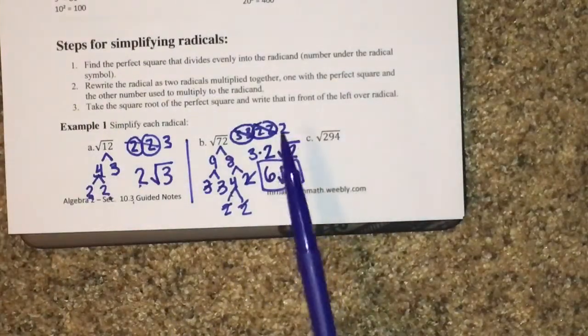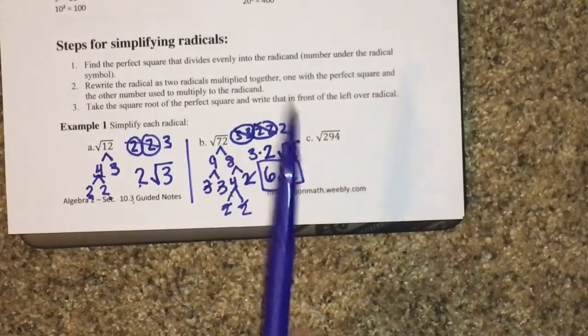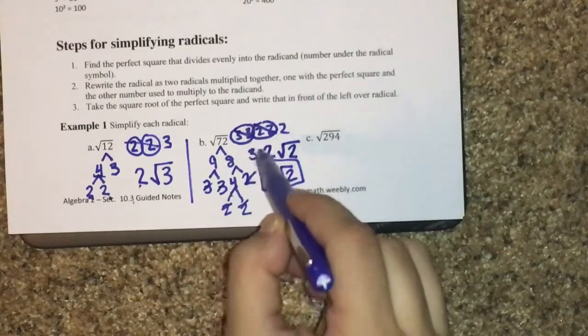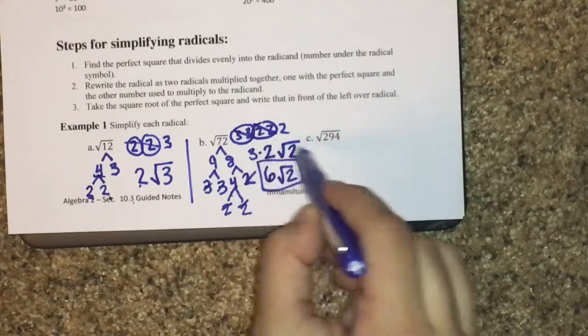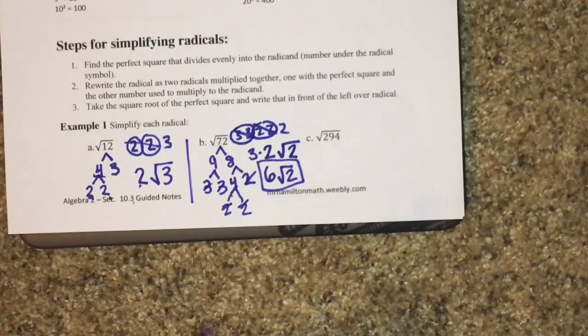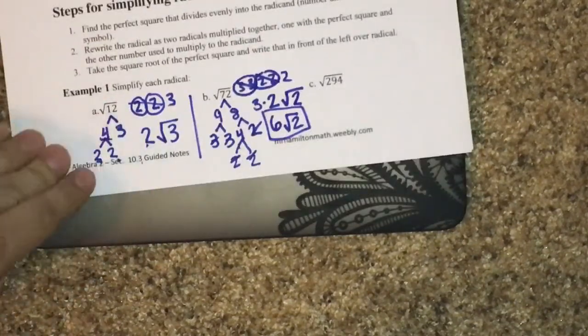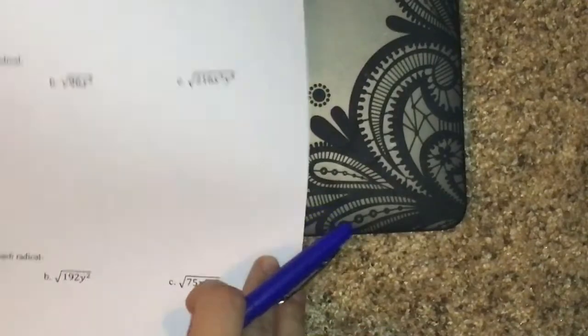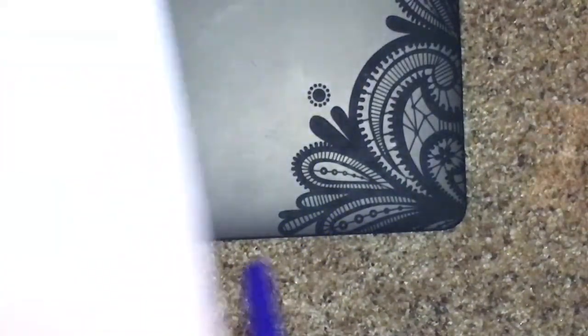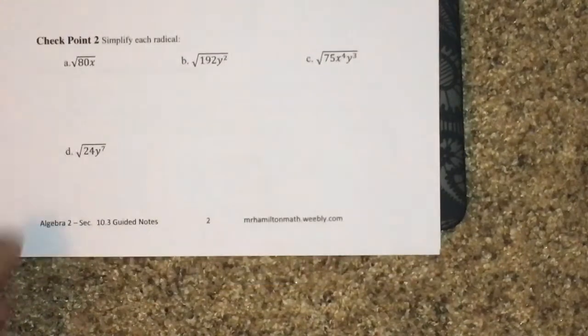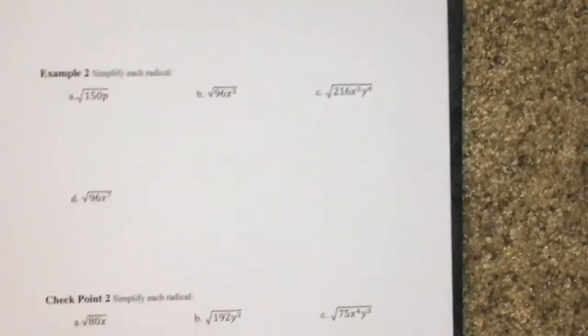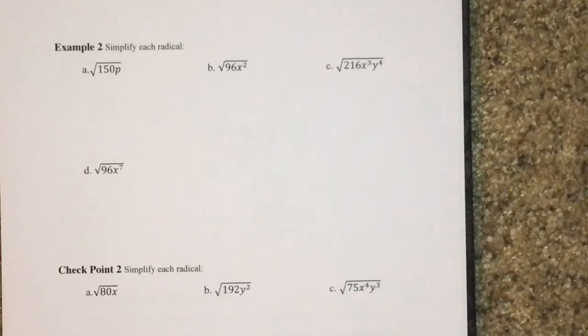So you group together the pairs that you have, pull them out to the outside, multiply them, and leave whatever is left on the inside. Remember, for each pair, you only pull out one of the numbers. The other just kind of disappears. Go ahead and flip your page. Let's look at some examples that include variables. So, looking at example set 2, let's go ahead and look at letter B.